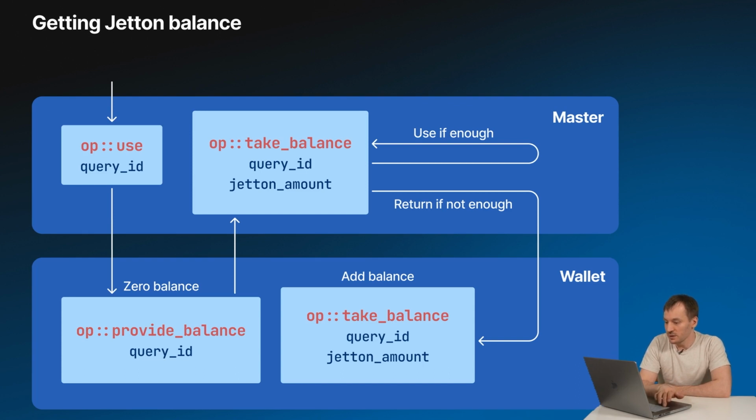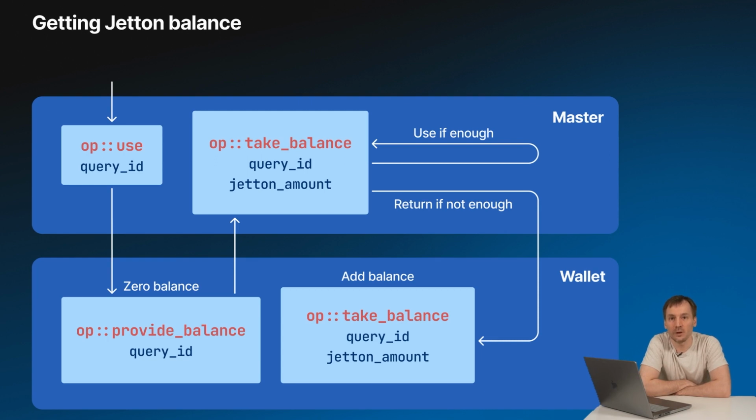In this picture, you can see that the master sends a provide balance message to the wallet. The wallet zeroes its balance and sends back a take balance message. The master receives the money, decides if it has enough and either uses it, debits something in return, or sends it back to the wallet. So that is somewhat like getting the balance.